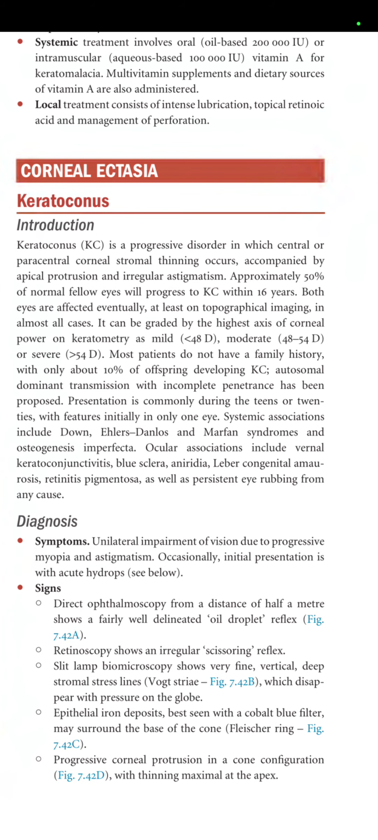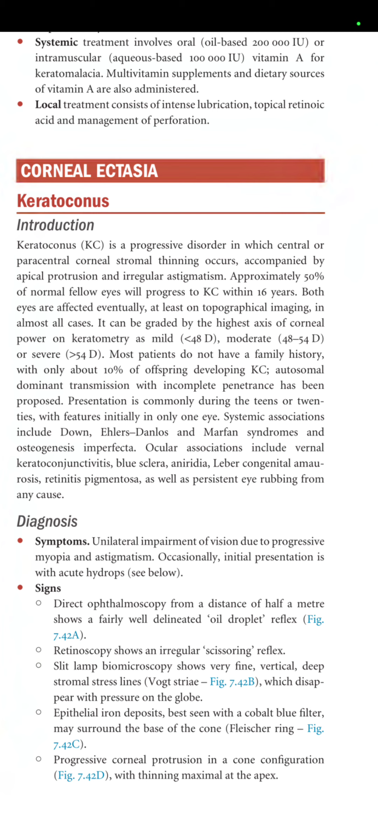Retinoscopy shows an irregular scissoring reflex. Slit lamp biomicroscopy shows very fine vertical deep stromal stress lines, Vogt striae, which disappear with pressure on the globe. Epithelial iron deposits, best seen with the cobalt blue filter, surround the base of the cone, the Fleischer ring. There is progressive corneal protrusion in a cone configuration with thinning maximal at the apex.